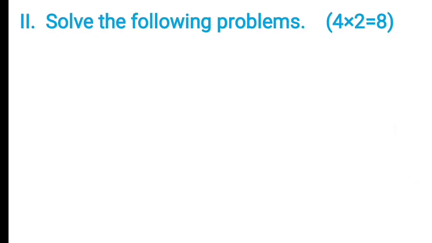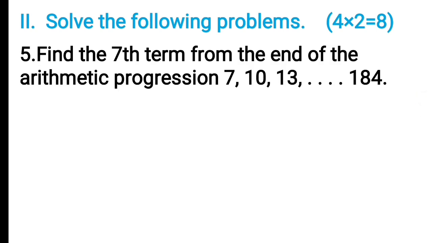Next, second bit, solve the following problems. 4 twos are 8. So I am giving 4 questions in this bit. Copy it. Second bit, first problem: find the 7th term from the end of the arithmetic progression 7, 10, 13, dash, 184.